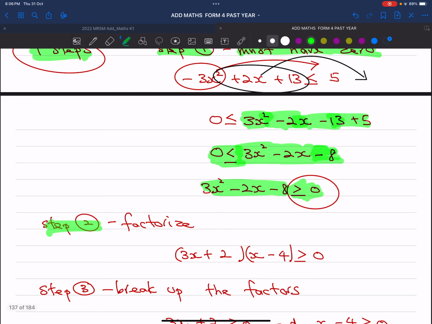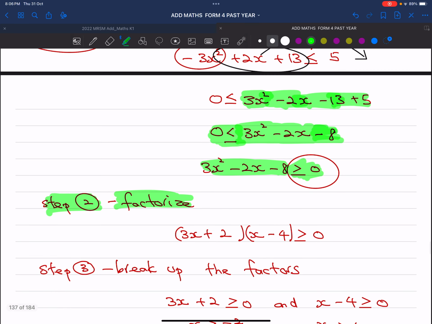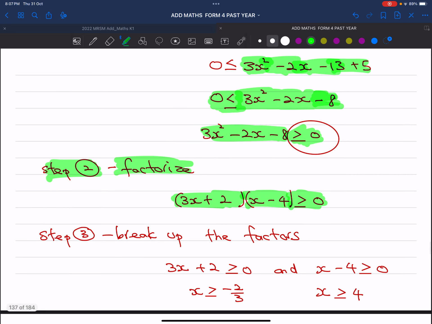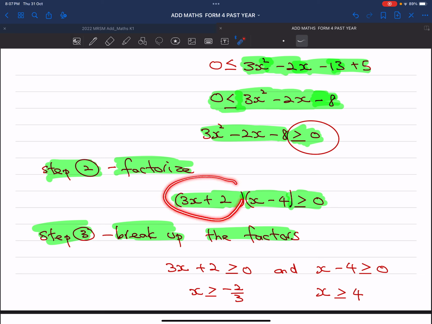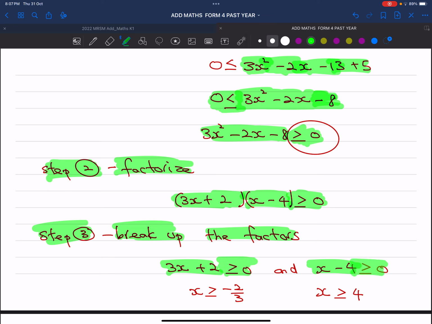Step 2, we factorize. This one we use calculator. 3x squared minus 2x minus 8, you factorize. You get (3x plus 2)(x minus 4) more than or equal to 0. We have settled our step 2. Step 3, we break up the factors, which is 3x plus 2 and x minus 4. Both of them more than or equal to 0.